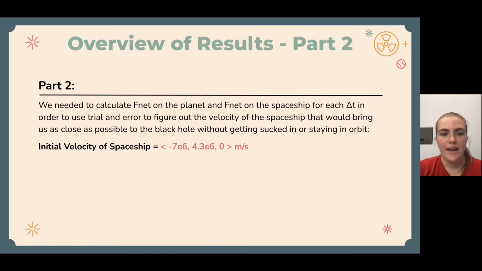We needed to calculate F net on the planet and F net on the spaceship for each time step in order to use trial and error to figure out the velocity of the spaceship that would bring us as close as possible to the black hole without getting sucked in, and you can see the initial velocity below.